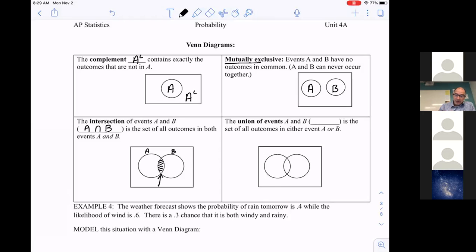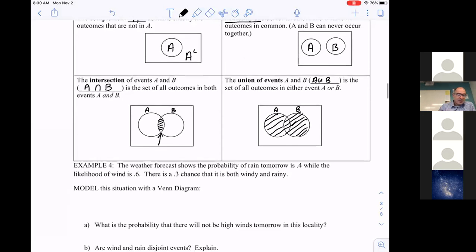The union of two events, A union B. Here we have event A and event B. In a union, I want absolutely everything. So we want A only, we want the intersection of the two, and we also want B only. So we want all of those. It's a combination of everything within my Venn diagram.